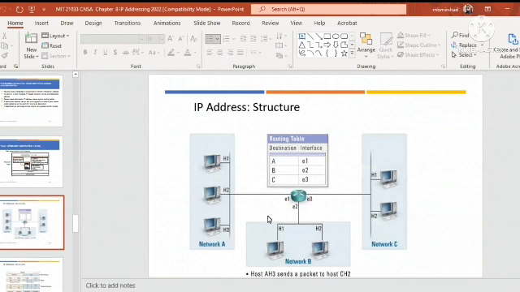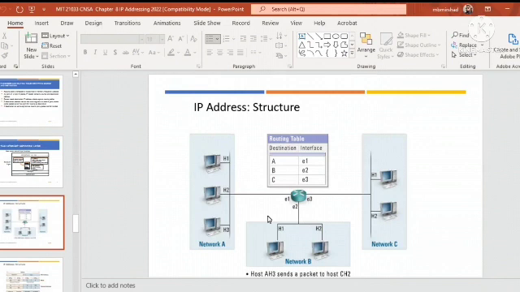The routing table has been prepared by the router. The network ID names are given. The interfaces are there, but actually you will have the IP addresses. Even for Ethernet 1, what should be the IP address? Ethernet 2, what should be the IP address? Ethernet 3, what should be the IP address?